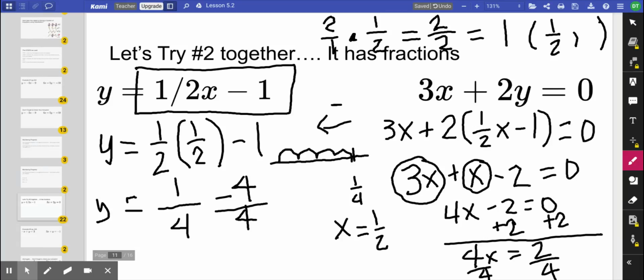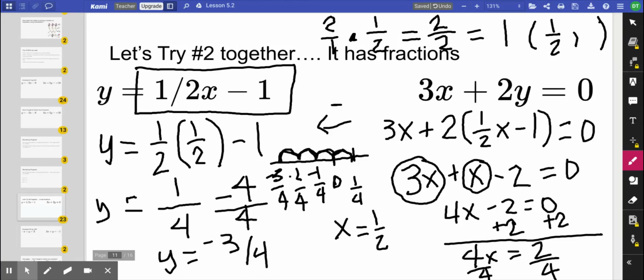Each one of these bounces is 1/4. So 1/4 minus 1/4 is going to be at 0. And then the next one is going to be negative 1/4. And then negative 2/4. And then negative 3/4. So I'm going down a fourth, down a fourth, down a fourth, down a fourth, and I'm subtracting 4/4. When I subtract 4/4, what I have is negative 3/4. So y equals negative 3/4.